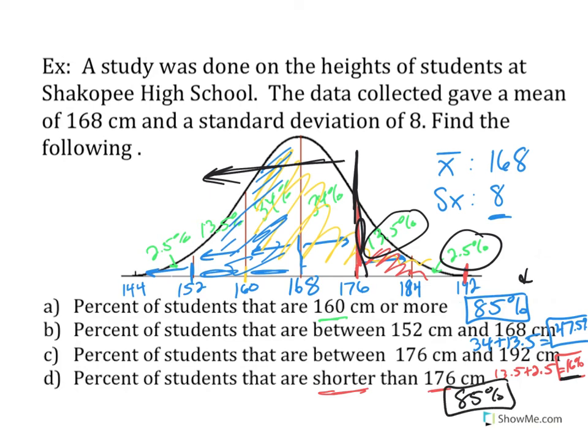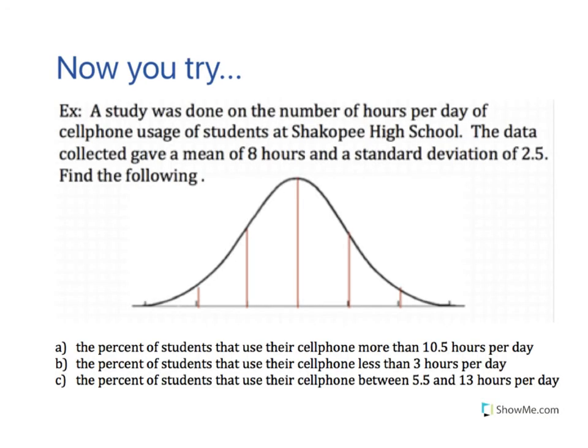So let's take a look at one more here. I want you to pause the video and see if you can fill out your tick marks here. So the mean is 8 and the standard deviation is 2.5 for this one. So fill out your tick marks and then maybe make sure you label your percentages. But take a moment, pause the video, and see if you can answer these 3 questions below. We'll go over this in a few minutes. Good luck.